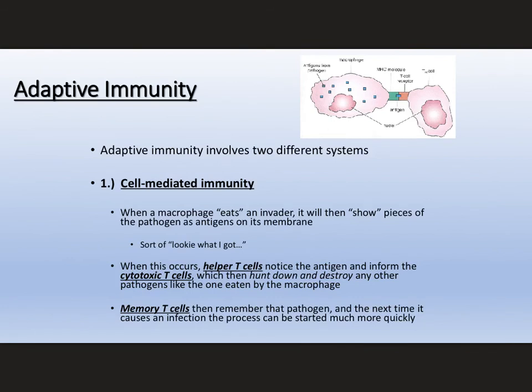All right, so let's start with the first part of adaptive immunity, which is referred to as cell-mediated immunity. Now, cell-mediated immunity involves only T cells. And so what happens is a macrophage, like you see up in this picture at the top, will eat an invader, right, or engulf an invader.